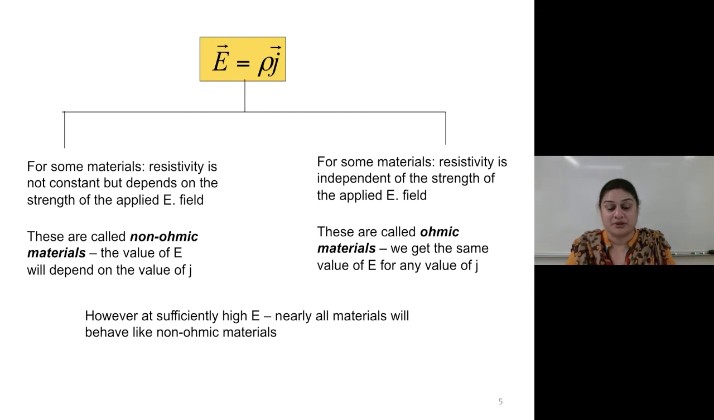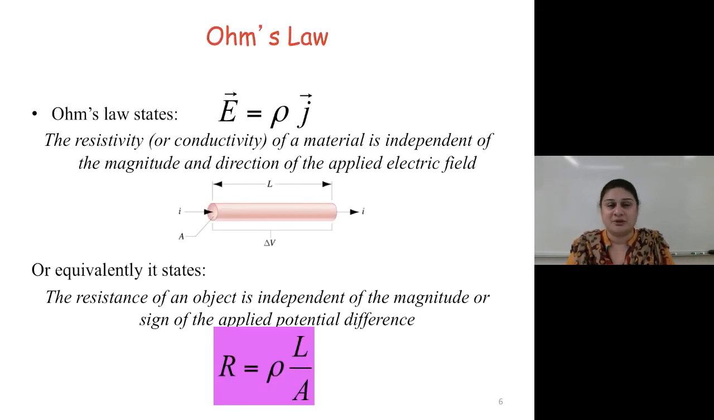like non-ohmic materials. What is Ohm's law? Ohm's law states E equals ρJ. The resistivity or conductivity of a material is independent of the magnitude and direction of the applied field. Or equivalently, it states the resistance of an object is independent of the magnitude or the sign of the applied potential difference, where R is given by ρL over A, where L is the length of the conductor and A is the cross-sectional area.